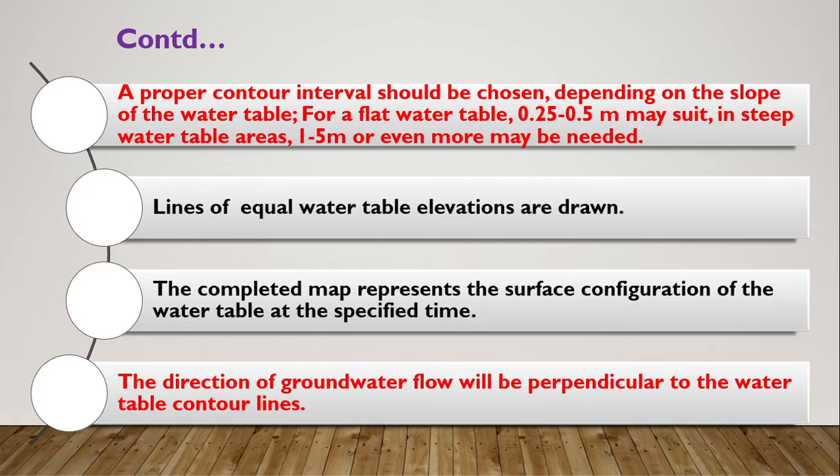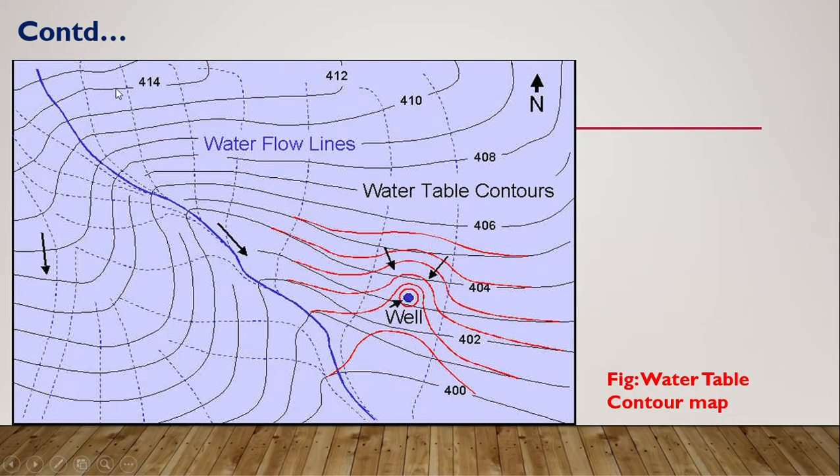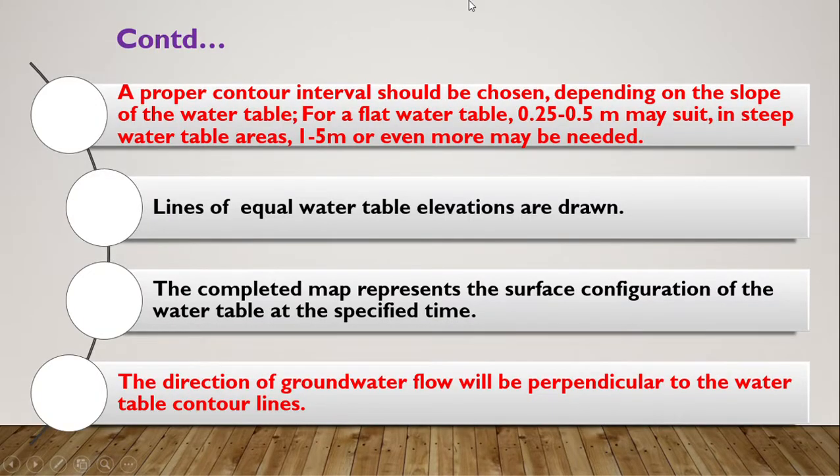Now for constructing this graph, a proper contour interval should be chosen. For example, there is a 414 centimeter line here and a 412 line here, so the contour interval between these two is 2 centimeters. We have to choose this contour interval properly. For a flat water table, we can choose 0.25 to 0.5 meter, or for a steep water table we can choose 1 to 5 meter or even more. The lines of equal water table elevation are drawn. The completed map represents the surface configuration of the water table at that particular time. Direction of groundwater flow will be perpendicular to the water table contour lines, as we have already seen.